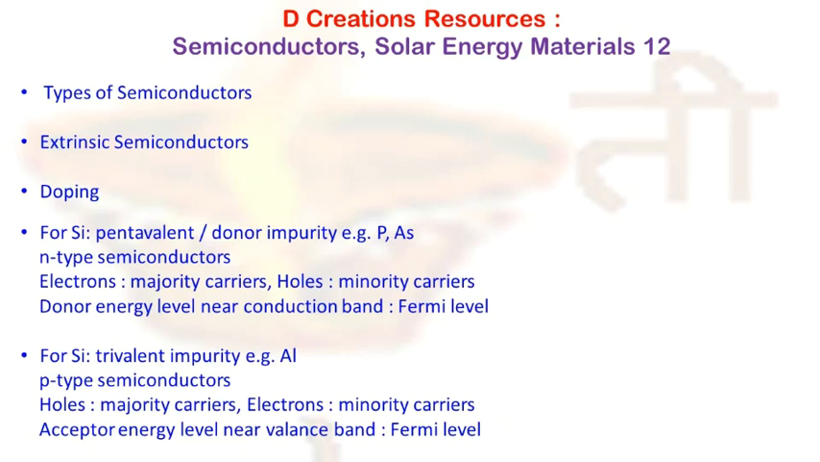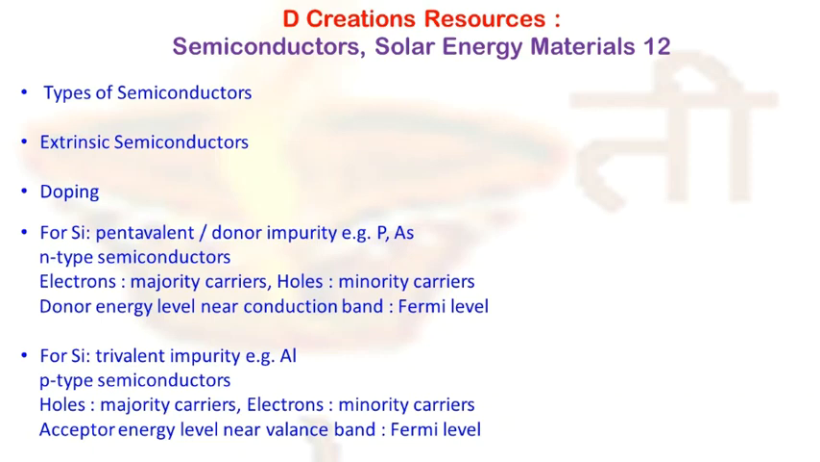Now, it may be required to vary the conductivity of the semiconductor. So how do we do that? Now, this conductivity variation is possible by doping. So what is doping? Doping is the process of addition of impurities in the semiconductor lattice. And the semiconductor is then going to be called extrinsic semiconductor.